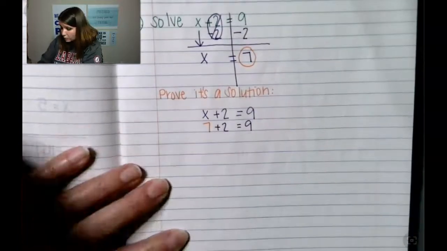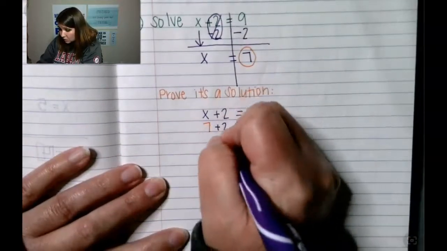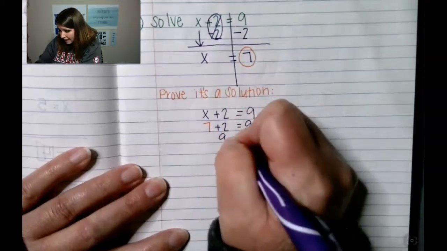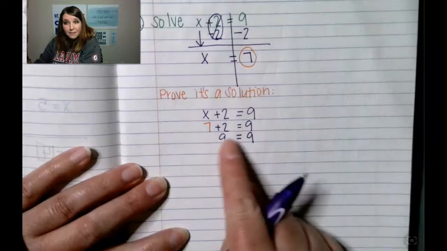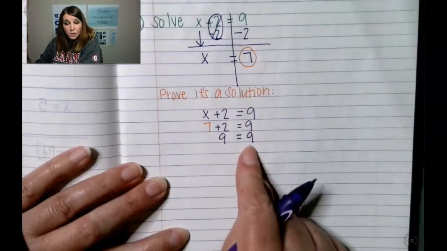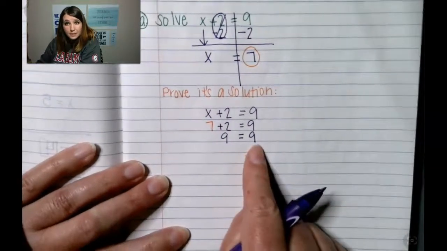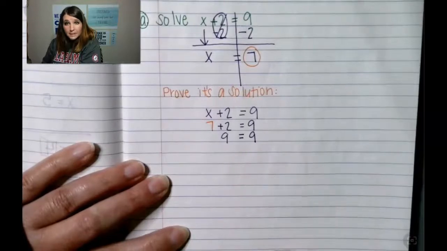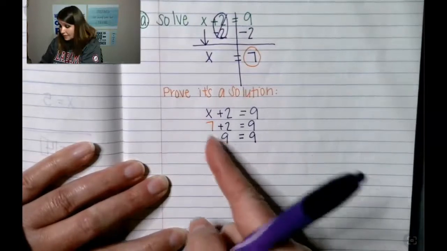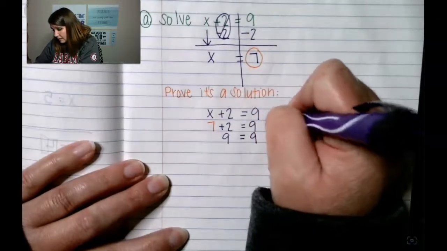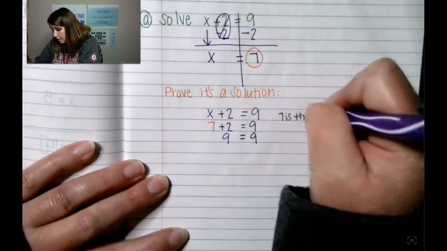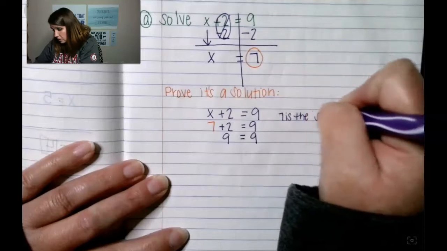And now I'm proving this because 7 plus 2 is 9. And 9 is the same as 9. I have a balanced equation. This is balanced. So my solution is 7. So I would say 7 is the solution.